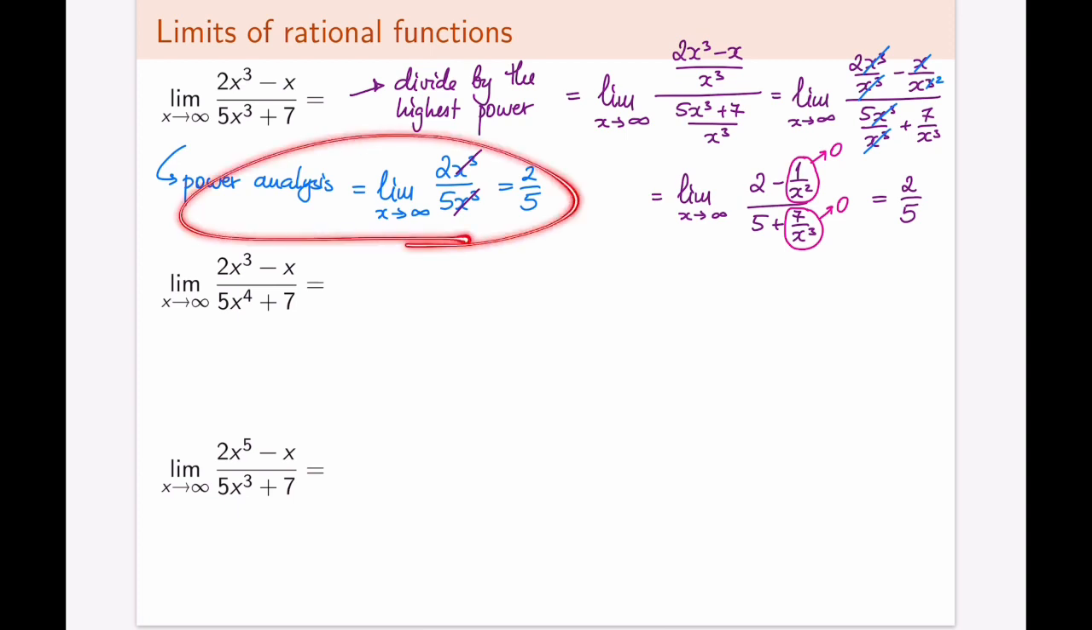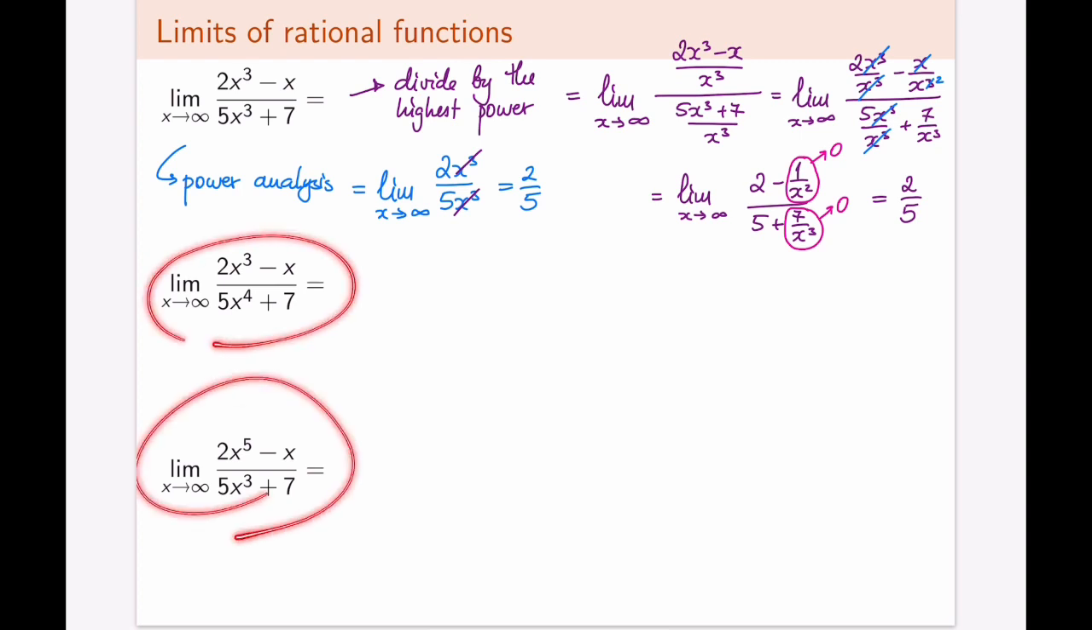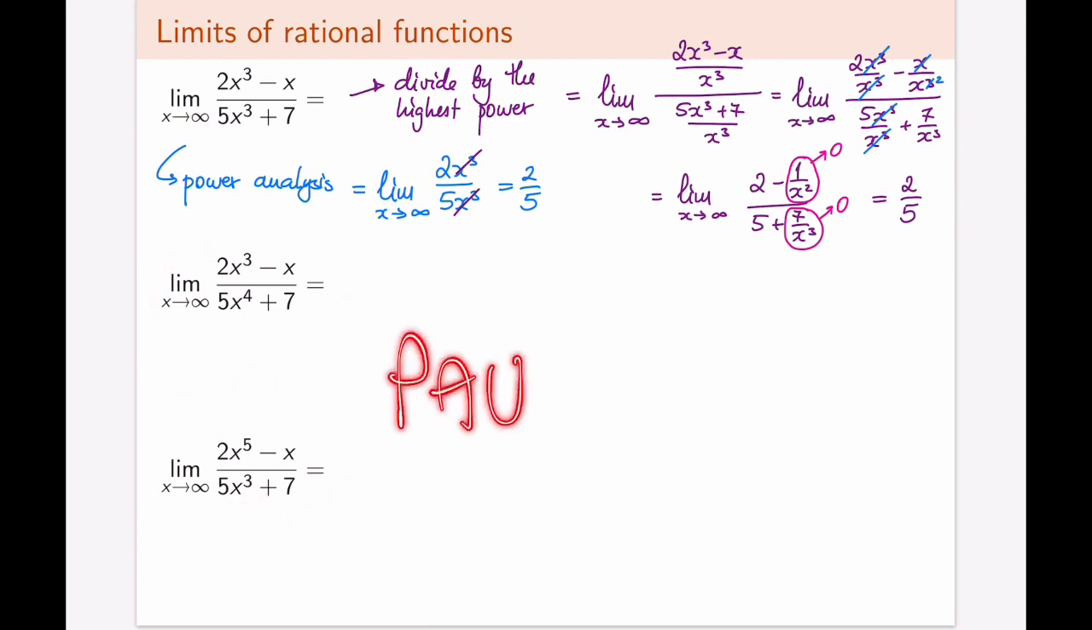See how much cleaner and faster that is than the dividing by the highest power method? It allows you to immediately jump to the final answer without having to go through hoops of algebraic manipulations. So again, I strongly advocate for the power analysis method, not only because we've already seen it and we already know how to use it, but also because it avoids all of these algebraic manipulations that introduce a lot of different possibilities to make mistakes. So we can do the exact same thing for the two other questions. I encourage you to pause the video right now and try both of these for yourself using the power analysis so you can see how that works.